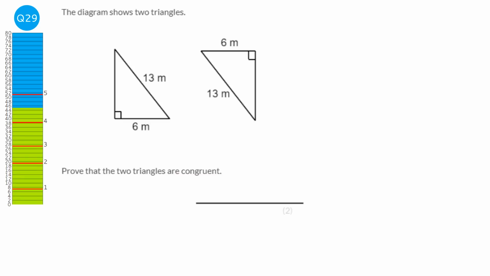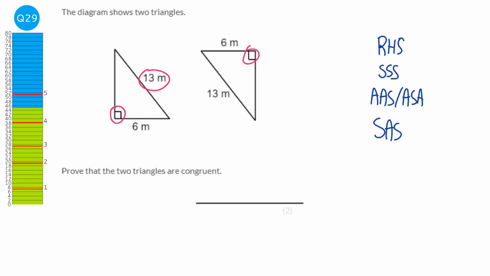To prove triangle congruence, you're going to have one of 4 answers. You're either going to have RHS, SSS, angle, angle, side, or angle, side, angle, and the last one, side, angle, side. So those are our options. So we've got to figure out what we have in this question. Well, we have a right angle, so an angle or right angle. We've got a side, which is actually the hypotenuse, because we know the hypotenuse is opposite the right angle. And then we just have another side.